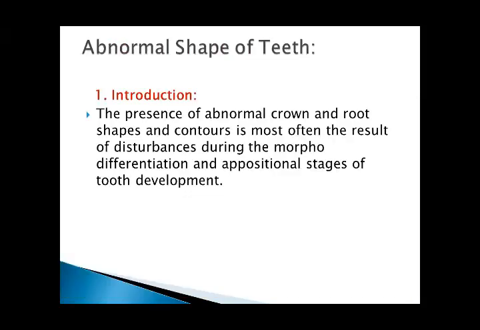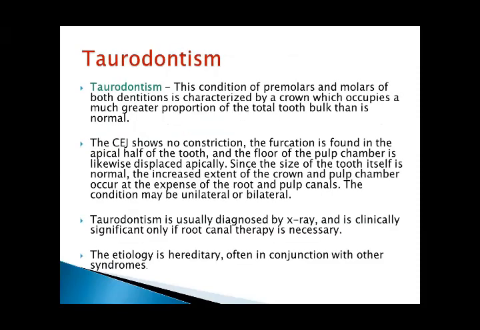Abnormal shape of teeth. The presence of abnormal crown and root shapes and contours is most often the result of disturbances during the morphodifferentiation and appositional stages of tooth development. Taurodontism. This condition of the molars and premolars of both dentitions is characterized by a crown which occupies a much greater proportion of the total tooth bulk than is normal.